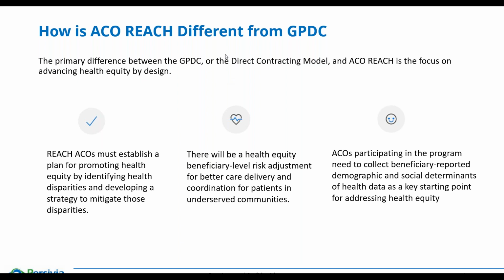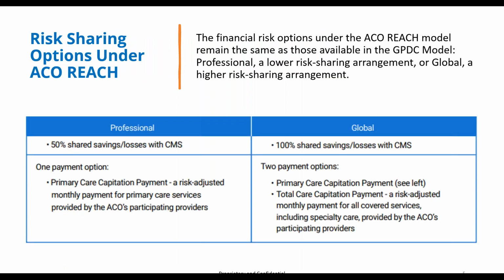Now, let's talk about the risk sharing options under ACO Reach. There are two different options, professional and global. A lot of ACOs have opted for professional and some have opted for global as well. In the professional option, you get essentially up to 50% shared savings or losses with the CMS. In the global one, you have the 100% shared savings.